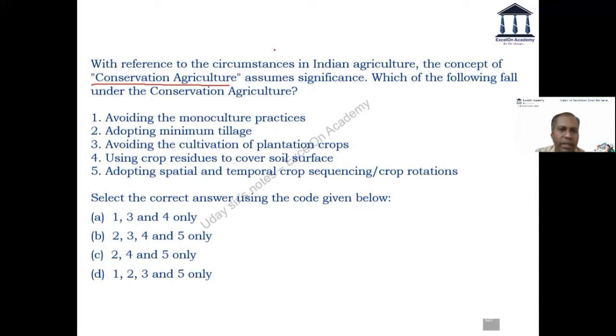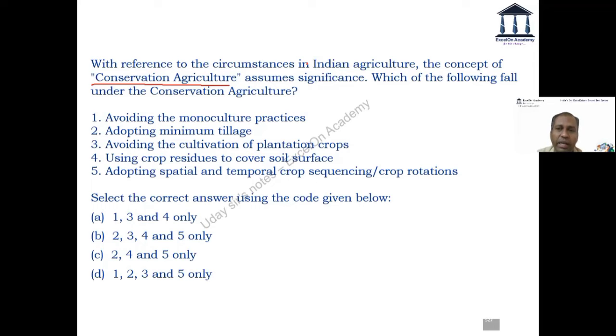So any guess, or how should we proceed? We've talked about sustainable agriculture also in our class. So which one do you think is for sure there? Out of 5, this and this are there, or at least 1 is there. So let's start eliminating. Yeah, conservation.